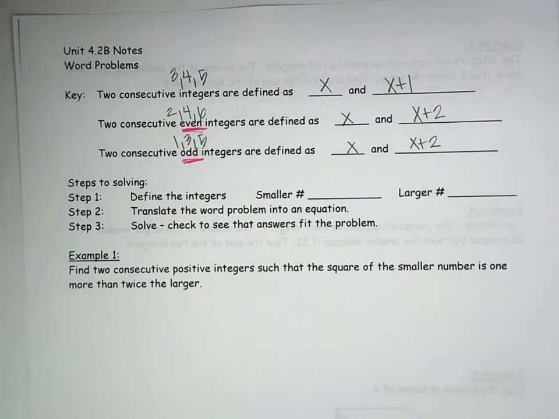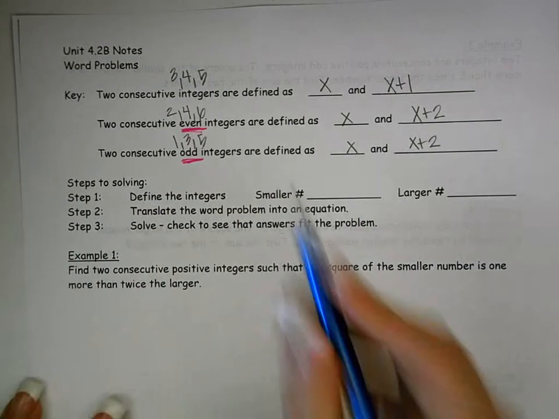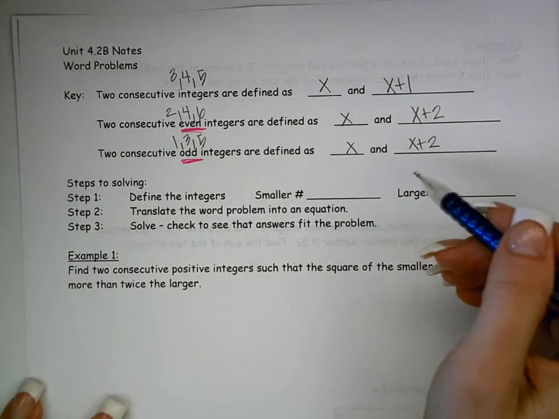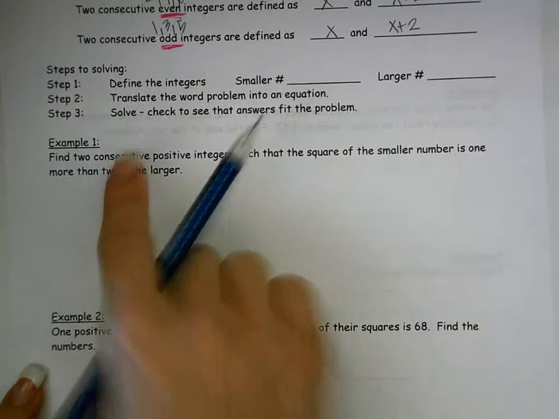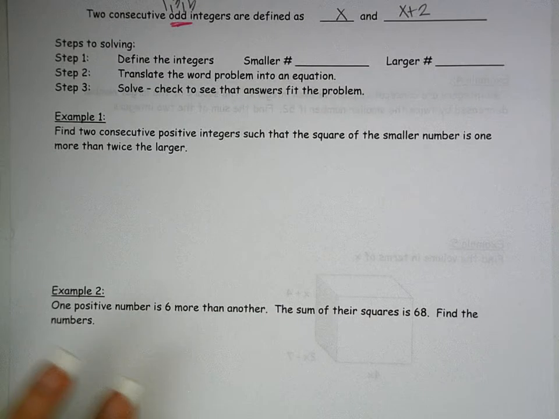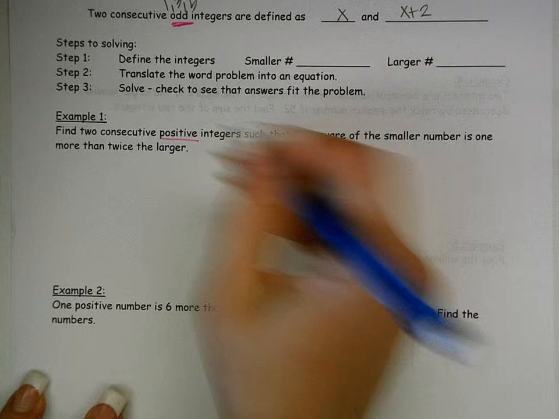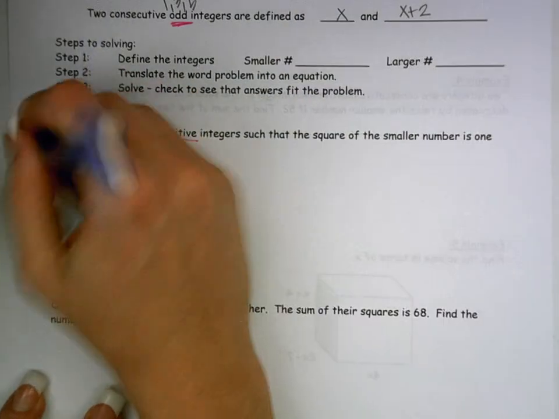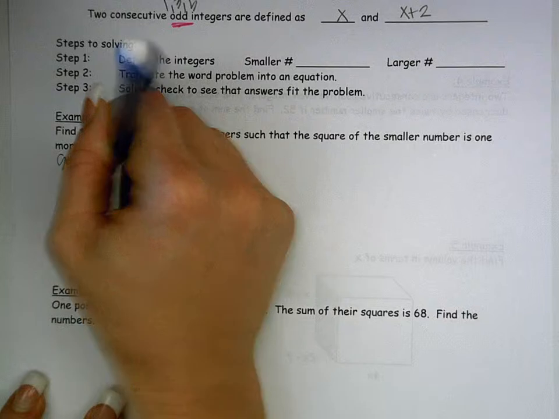There are 3 steps when we're solving consecutive integer word problems. The first step is to define your integers. Secondly, we write our equation, and then we solve. Number 1 says find 2 consecutive positive integers. This positive part is important. When we define our integers, the smaller integer is always equal to x.